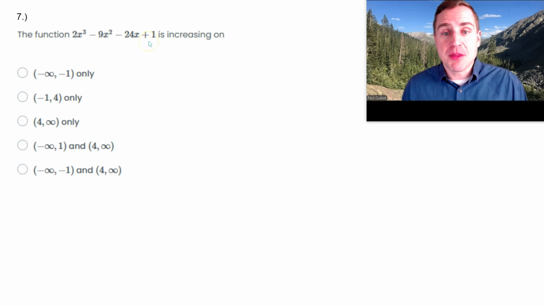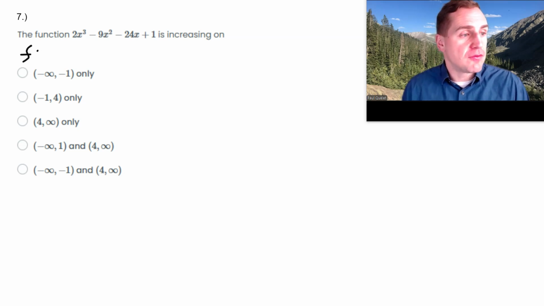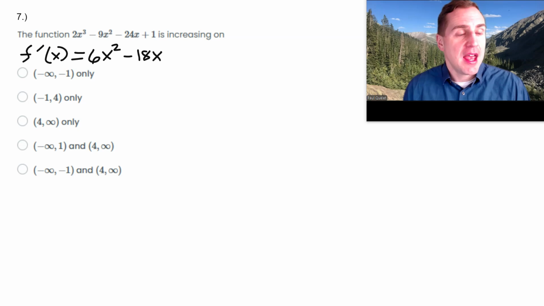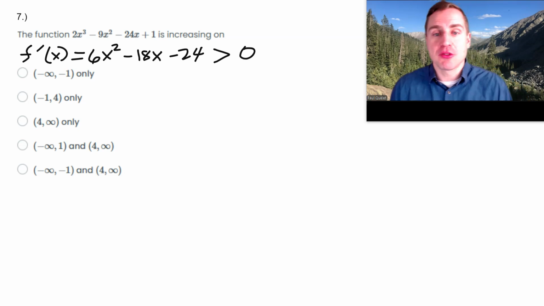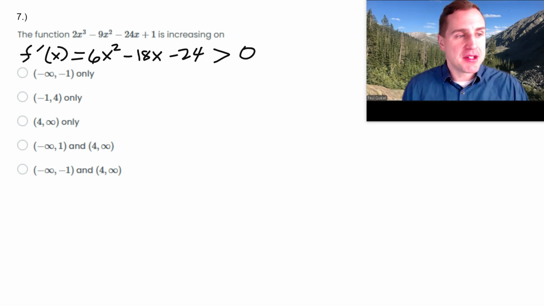So we should use the power rule for derivatives. If this function is called f of x, then the first derivative would be f prime of x. So we'll do 3 times 2, that's 6x squared, and then minus 9 times 2, that's minus 18x, and then minus 24. And we're going to say greater than 0, because greater than 0 is positive.